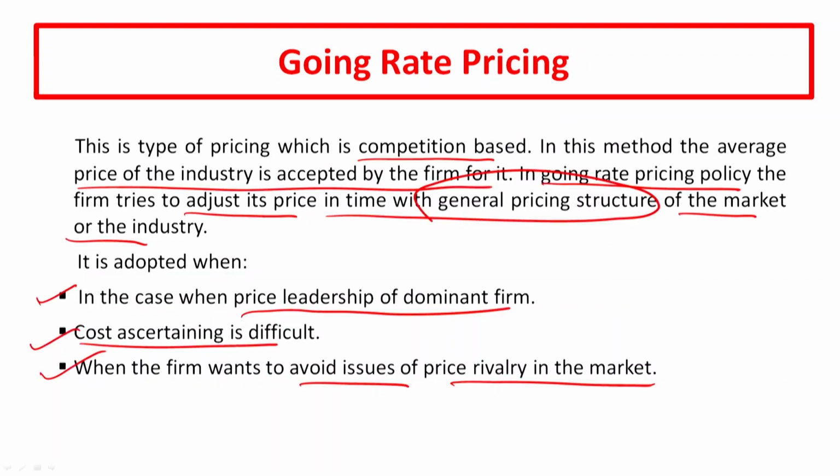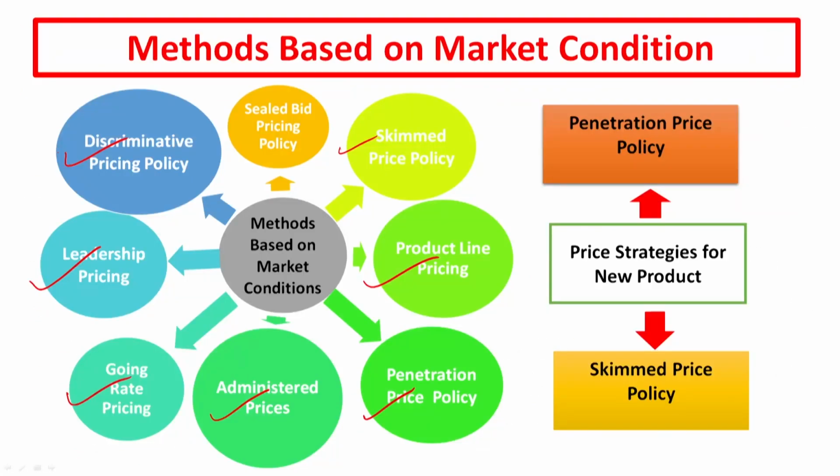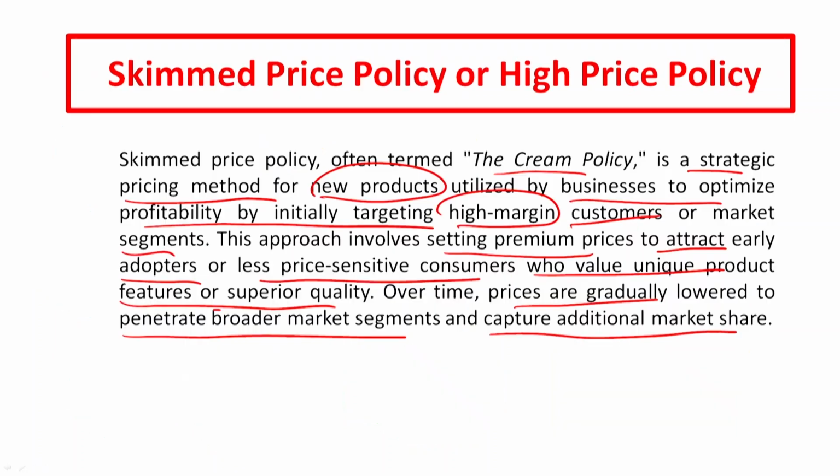So these were different kinds of prices on the basis of market conditions. I discussed all with you one by one. First of all, I discussed with you the skimming price policy and the penetration price policy, and this was basically for new products. And then I discussed with you the leadership pricing, going rate pricing, administered prices and product line pricing, sealed bid pricing policy and discriminative pricing policy.